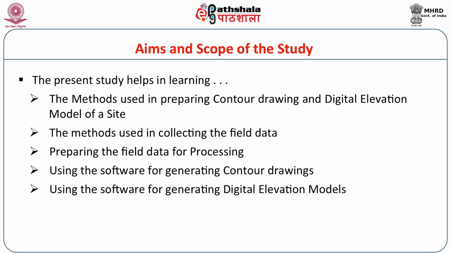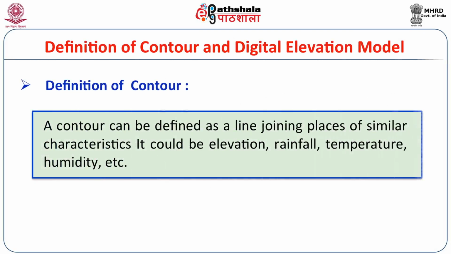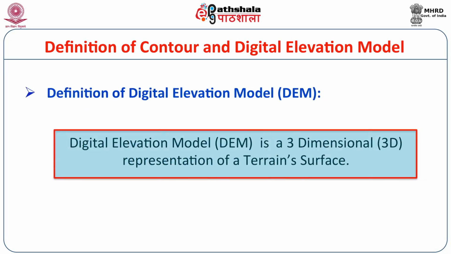Let us learn what is the definition of a contour. A contour can be defined as a line joining places of similar characteristics. It could be an elevation, it could be temperature, it could be humidity, anything. Any character of similar nature can be defined by contours. And digital elevation model is a three-dimensional representation of terrain surface.